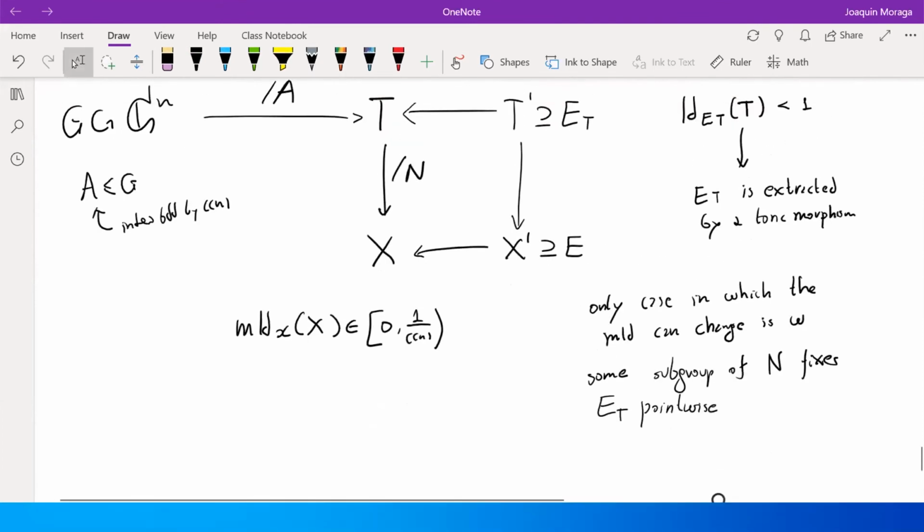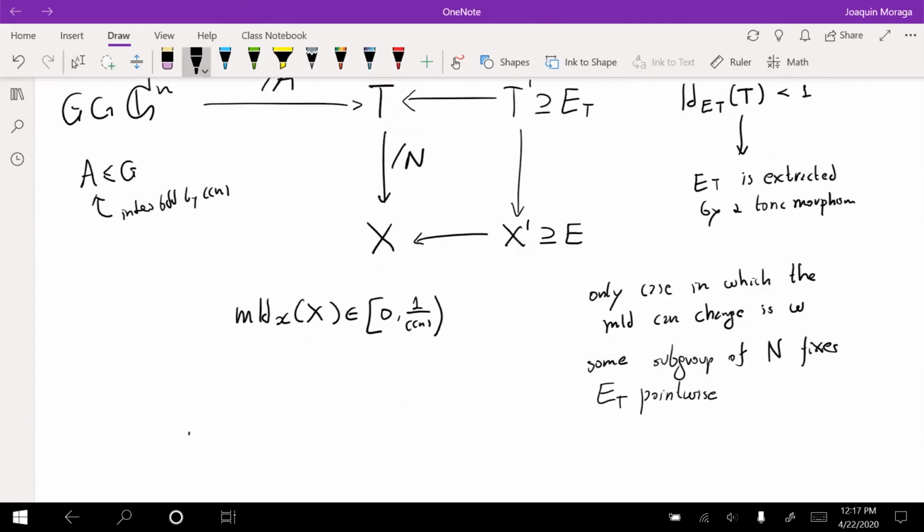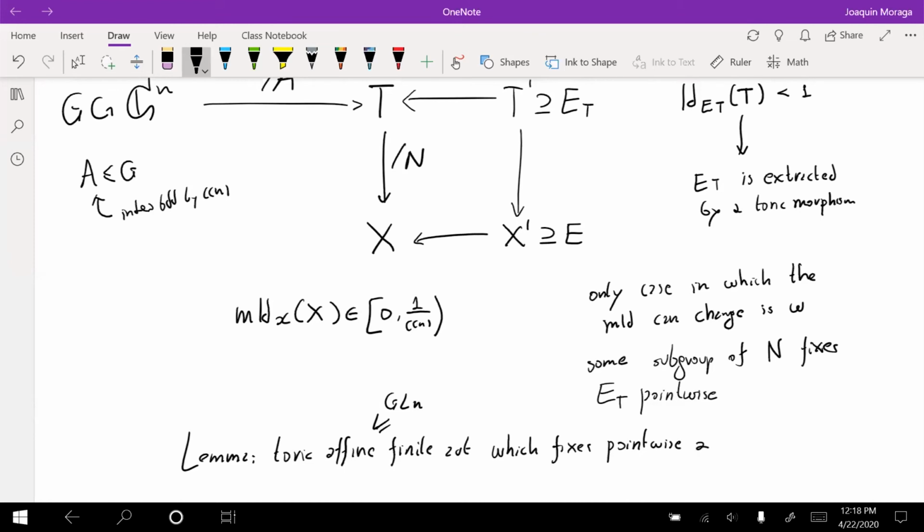Okay, but then there is an easy lemma that shows that if you have a toric affine finite automorphism, so actually, we're assuming that this automorphism is inside GLn, or it descends from GLn, which fixes point-wise an exceptional toric divisor, then the action is by roots of unity on the torus.